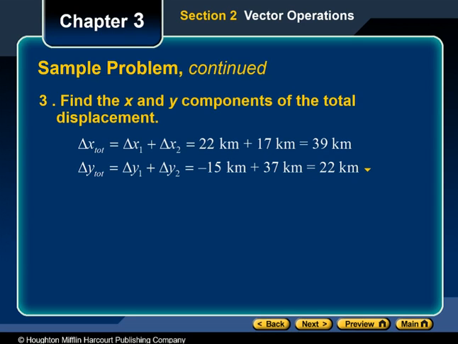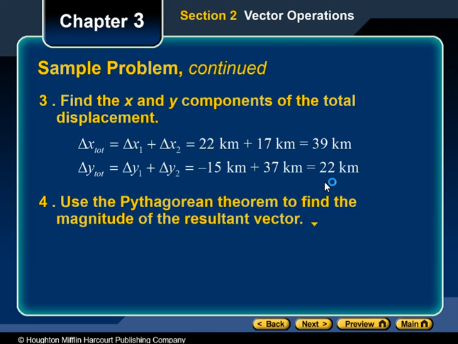We can take delta x1, add it to delta x2, which is 22 kilometers plus 17 kilometers for a total of 39 kilometers. And then we can do that for delta y. Delta y total is equal to delta y1 plus delta y2, which is negative 15 kilometers. That's why that negative sign on the 35 degrees was so important. Plus 37 kilometers, for a total of 22 kilometers. Now we can draw a new triangle and use the Pythagorean theorem.